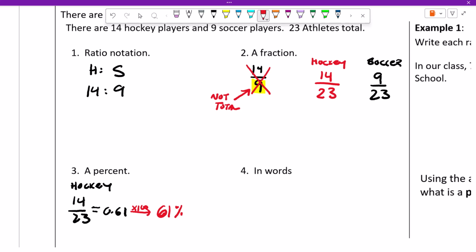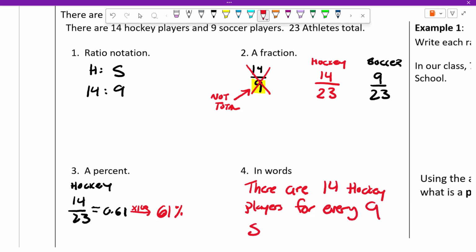Okay? So one way is our ratio notation. Another way is fractions. Another way is percentage. So you guys are good with fractions and percent. You guys just wrote a test on it. So the ratio is a new thing. The other way is just describing in words. So using a sentence where you can say, there are 14 hockey players for every 9 soccer players, right?